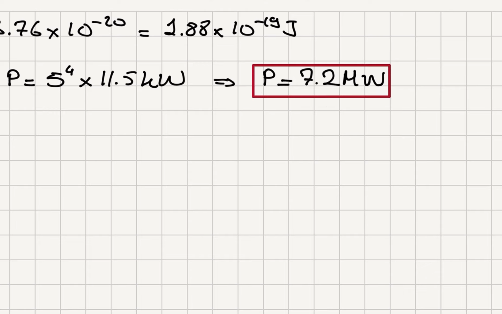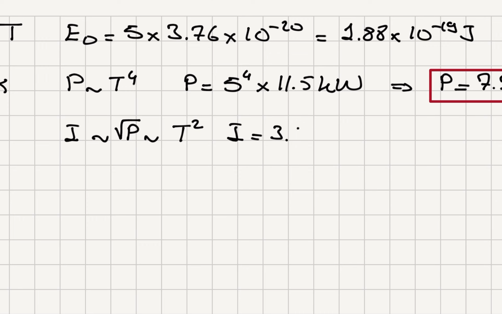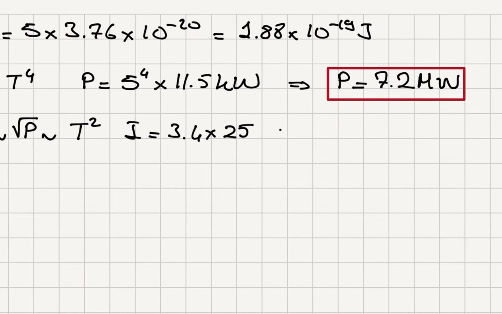The current, on the other hand, is proportional to the square root of power, which is proportional to T squared. So we can say that the new current value will be the old current value multiplied by 25, 5 squared. So this will give us an operating current of 85 amperes.